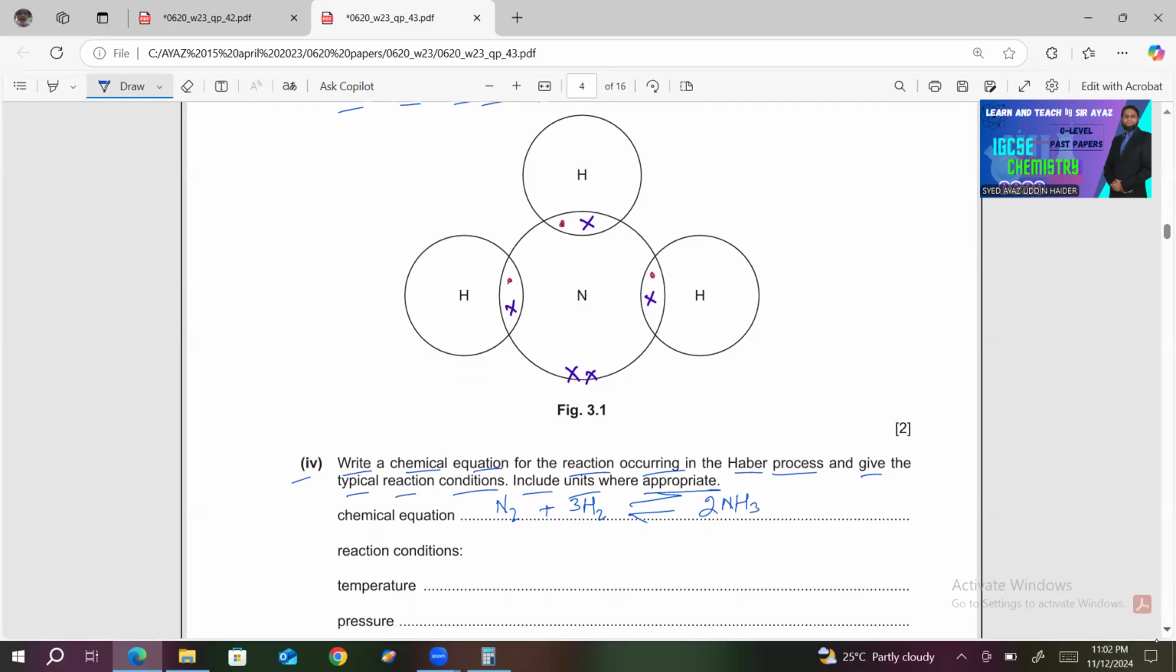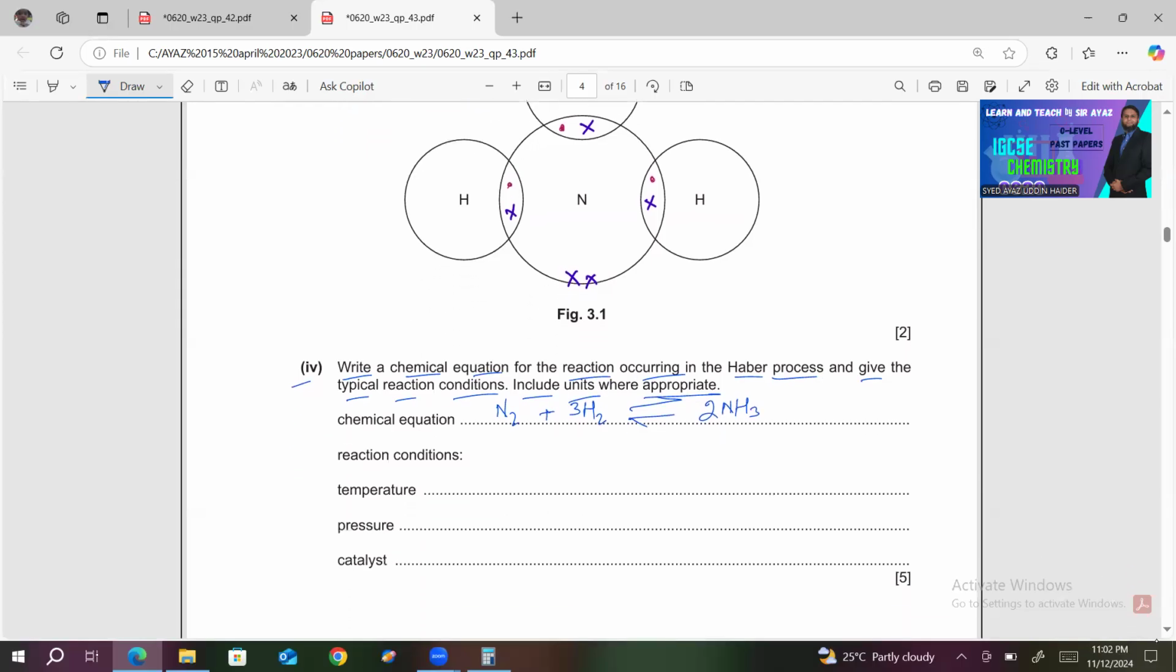Now the reaction conditions: temperature, 450 degrees centigrade. Pressure, it's either 200 atm or 20,000 kPa, kilopascal. The catalyst used here is iron. You can even write the symbol of iron.